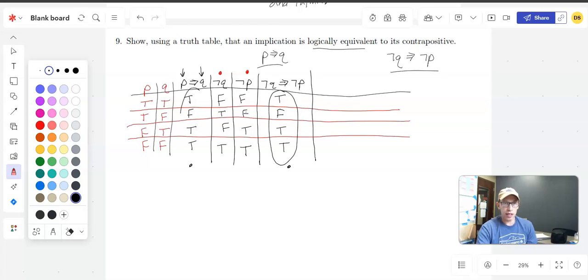Since these truth values all match these, we know that the two are logically equivalent. So if you want to, that's probably sufficient for what's happened already. This is the symbol for logically equivalent. It just means that if one is true, the other one's true. If one is false, the other one's false.